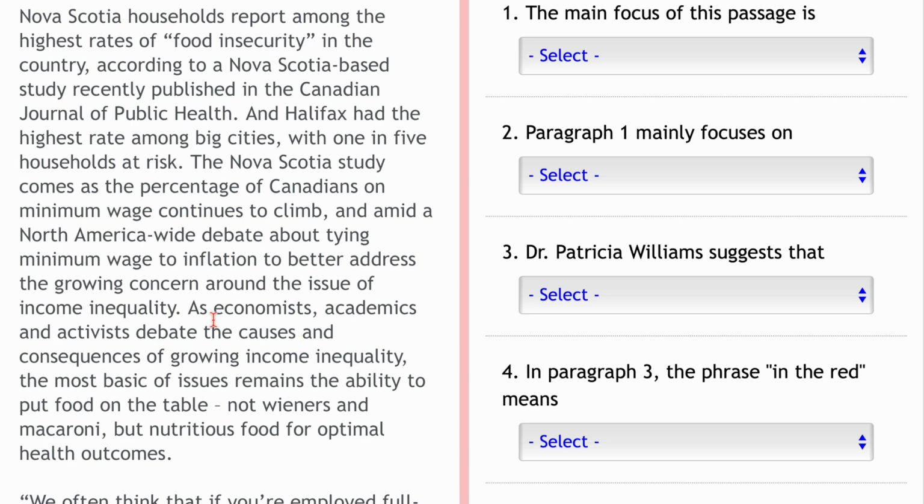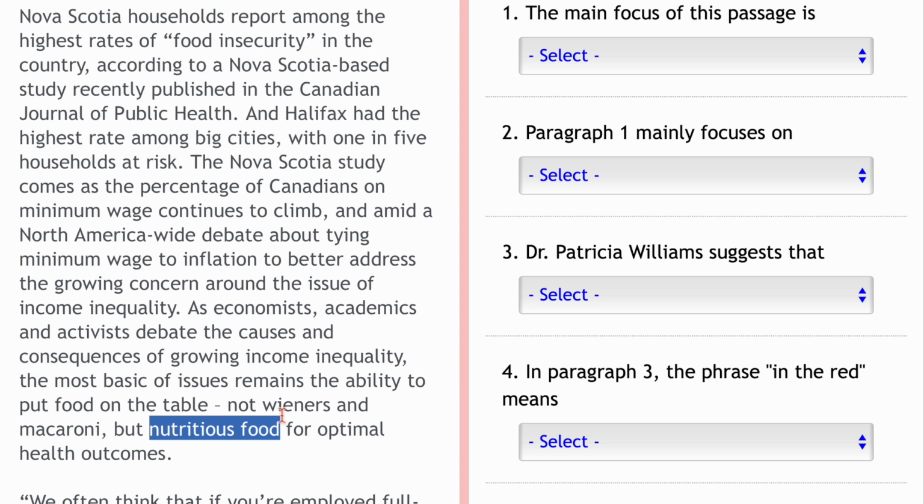As economists, academics, and activists debate the causes and consequences of growing income inequality, the most basic of issues remains the ability to put food on the table. Not wieners and macaroni, but nutritious food for optimal health outcomes.